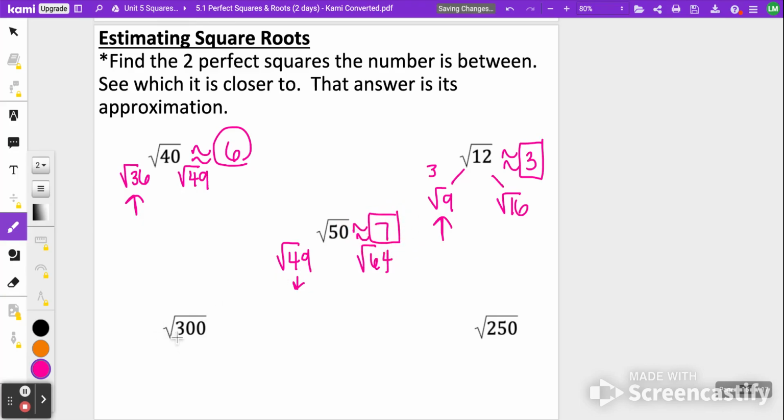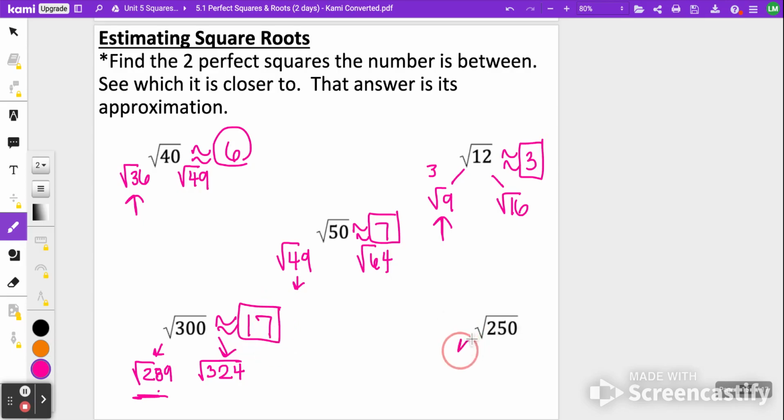The square root of 300, the two perfect squares I'm thinking of, I'm thinking maybe 16, I know 16 squared is 256, 17 squared is 289, so we're probably going to stick with the square root of 289, and then 18 squared is 324. So the one that's closest to that, 324 is only 24 away from 300, but 289 is only 11 away. So this one is going to win and get to be the closest. So the square root of 300 is approximately 17.